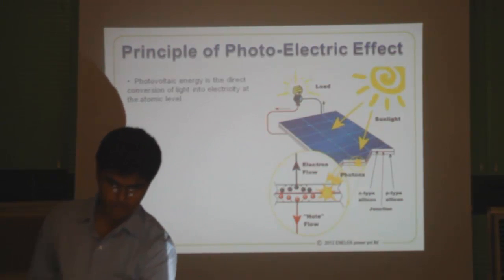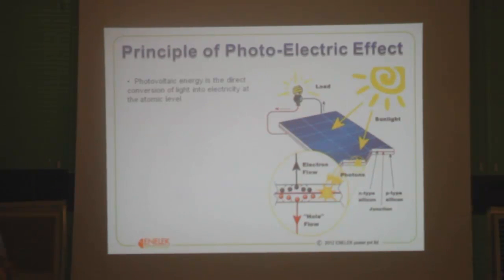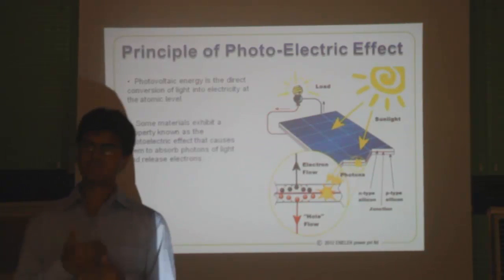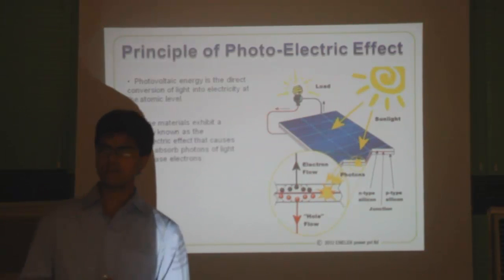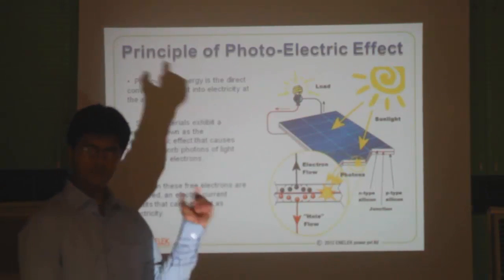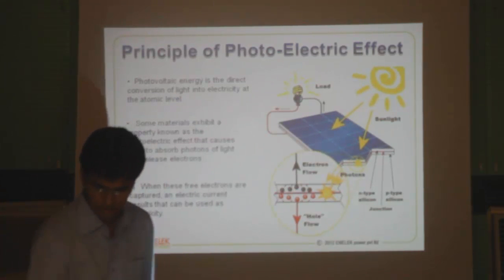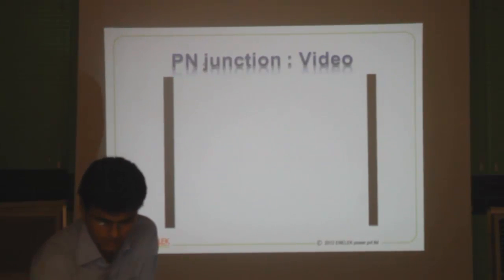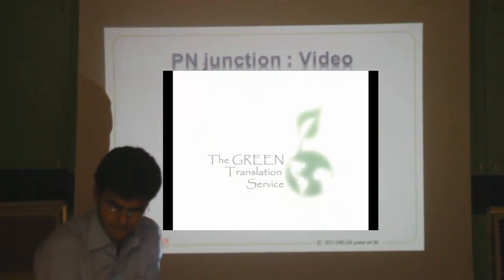So what is actually happening in this PV panel is the direct conversion of light into electricity at the atomic level. Some materials, since they are semiconductors, exhibit a property known as the photoelectric effect that causes them to absorb photons of light and release electrons. Okay. Now there is a video which will explain why it occurs in a more detailed manner. When these free electrons are captured, that is, given a conducting path, they flow freely and electric current is produced. So just see one video which explains it in detail.